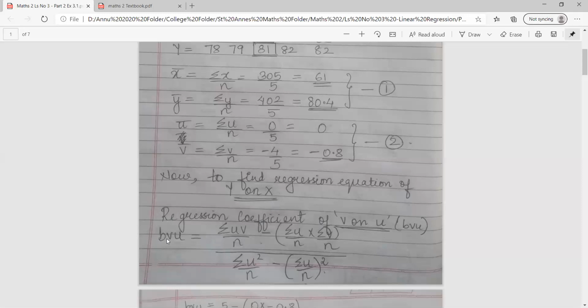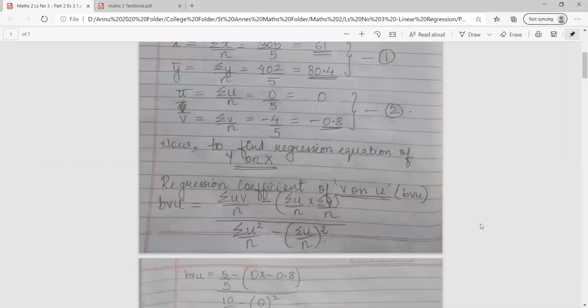So my formula becomes bvu is equal to, in the numerator you know we put covariance x comma y, which is summation uv upon n minus summation u upon n into summation v upon n, divided by, as you can see, the last letter over here is u. So below you will get in the denominator variance of u, that is summation u square upon n minus summation u upon n the whole square.